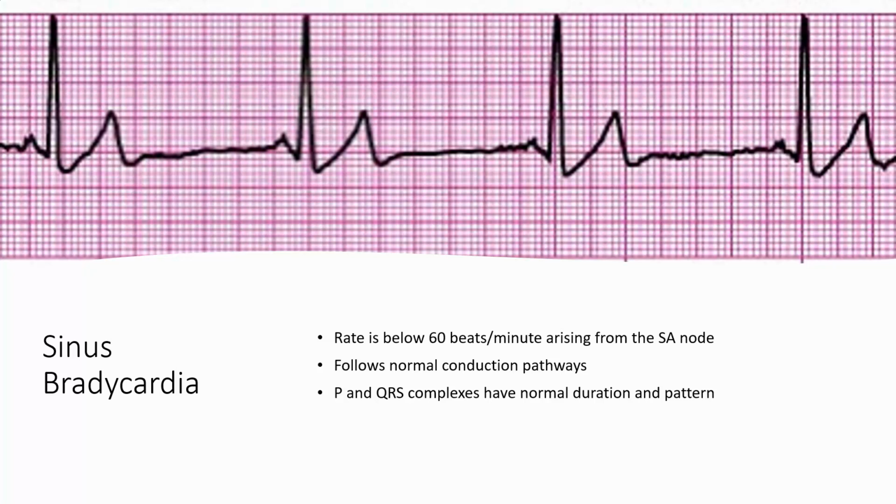So let's talk about sinus brady. In sinus brady, really the only thing that's wrong here is it's just slower than what it should be. Everything gets through, it's just slow. So let's do the 5-step method. The first thing you look at is your rate. Your rate is less than 60 beats a minute.